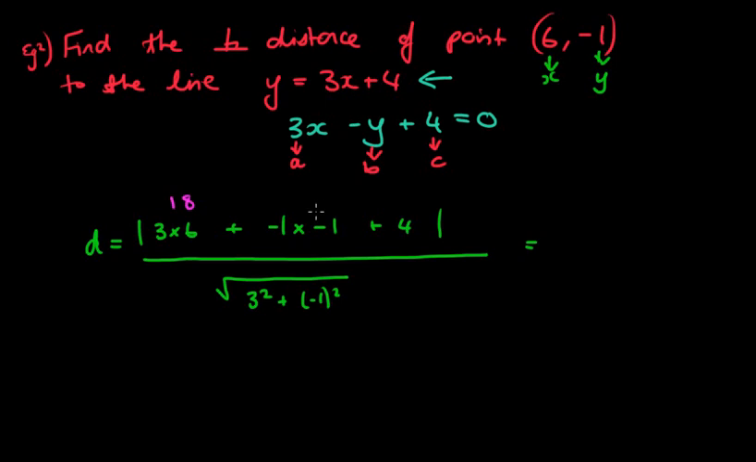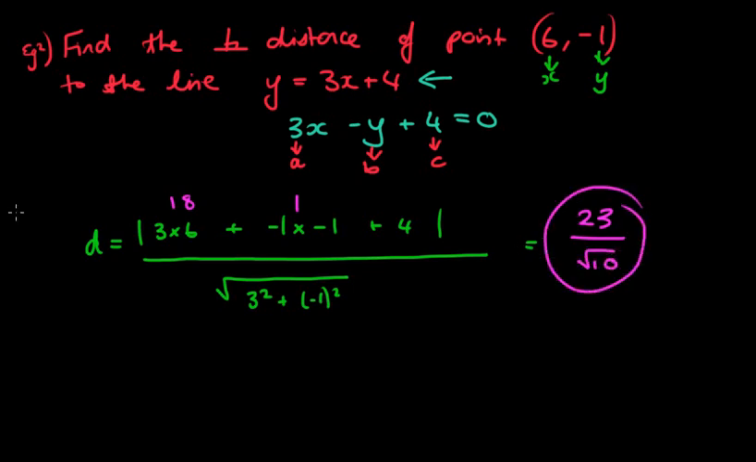Okay, again, you could probably just chuck this out on your calculator, but I'm going to do it by hand. So 18, -1 times -1 is simply 1. So 18 plus 1 is 19. 19 plus 4 is 23. Look at that, 23 again. And it's absolute value of 23, which is simply just 23, all over 3 squared, which is 9, plus 1 squared is 1, so square root of 10.